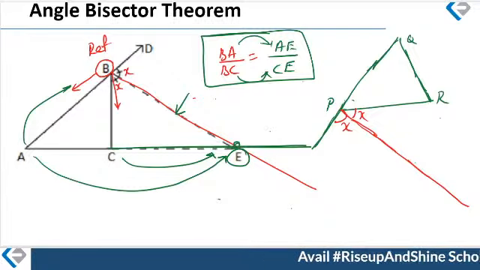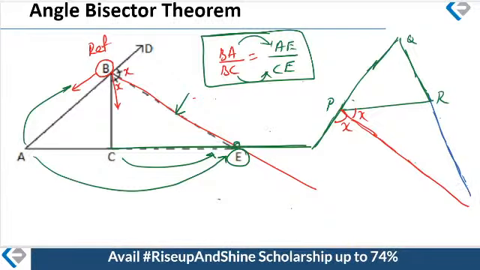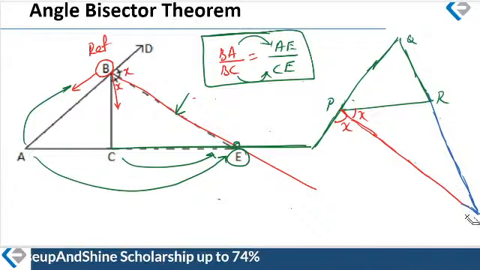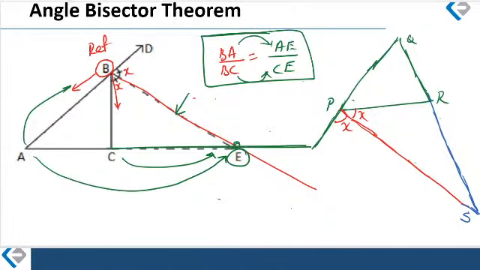Alright, so now what you got to do? Extend this line. Now this comes and meets at a point. Let's say this is the point S. It's meeting at a point called S.